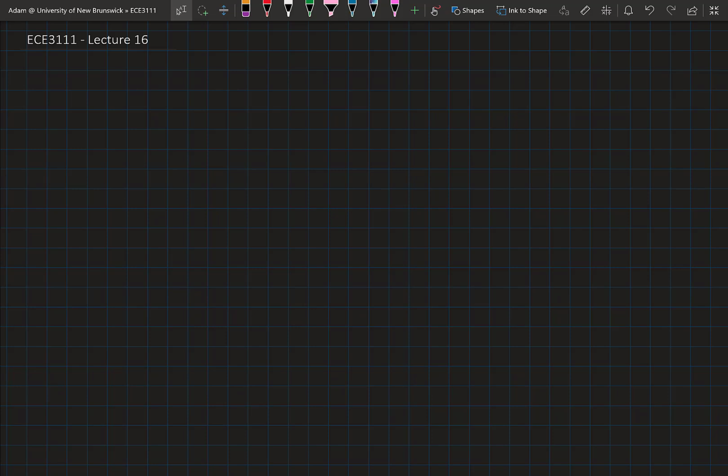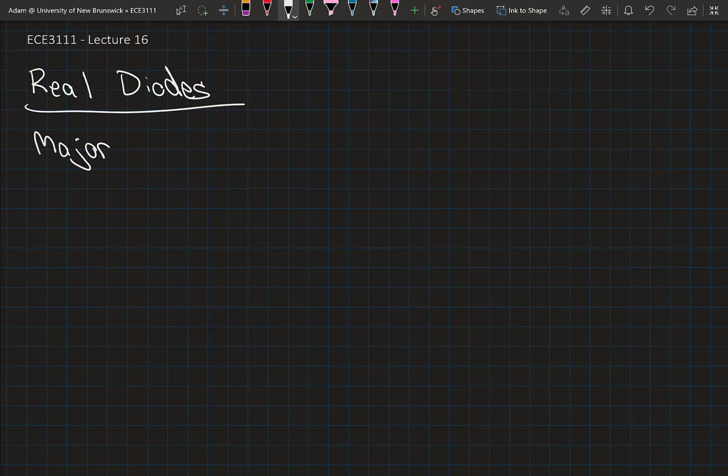The last couple of lectures we've been looking at diodes, and specifically ideal diodes, those that behave like perfect conductors in the forward bias direction and like perfect insulators or open switches in the reverse direction. But today I want to look at diodes in a more realistic sense, and for that reason we'll call this topic real diodes. Okay, so what are the major differences between what we've looked at in an ideal diode versus a real diode?